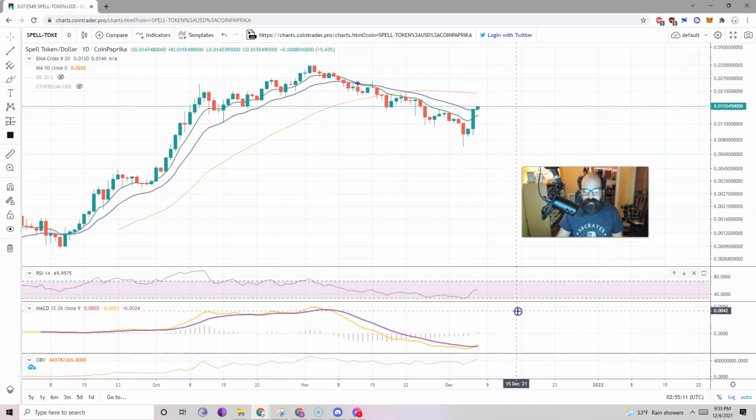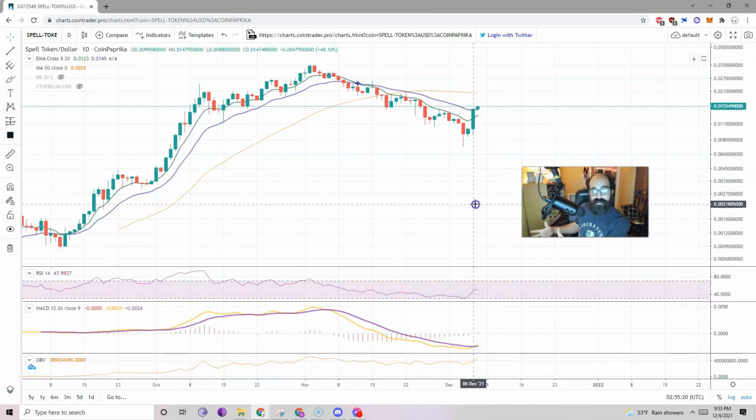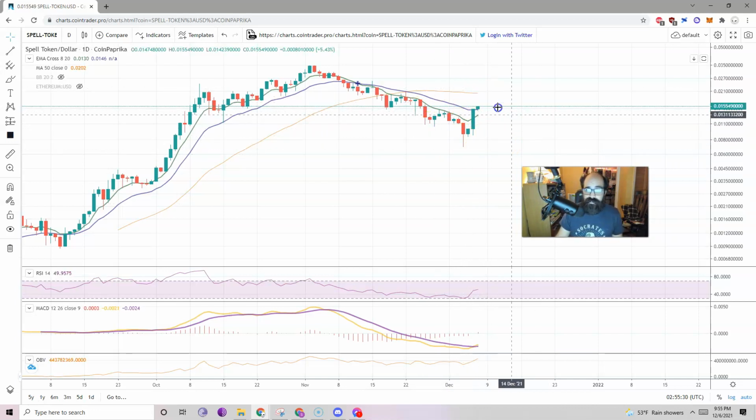RSI looking healthy, right in the middle. We have the OBV sort of going up consistently. So these are some bullish signals. They don't mean it's going to keep going up, but they're signals suggesting it might. So I would potentially consider buying some here.